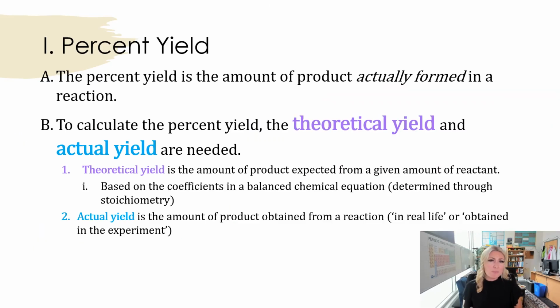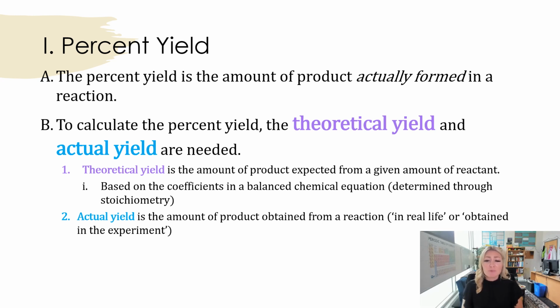So let's talk about what percent yield means when we talk about chemicals and chemistry. The percent yield in chemistry is the amount of product that is actually formed in a reaction. Believe it or not, you're not going to get 100% of the predicted amount of product in your reaction. You're going to get well below that unless you're an incredibly good chemist. Even the best chemists are going to get below that.